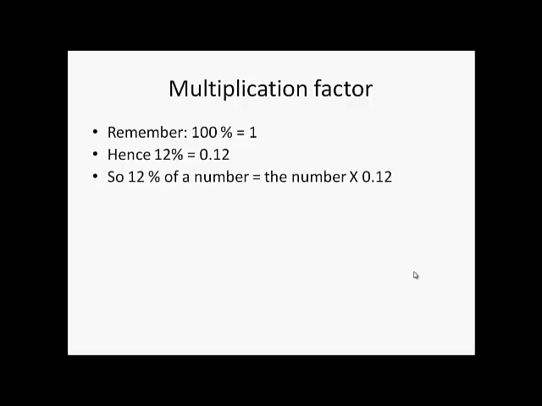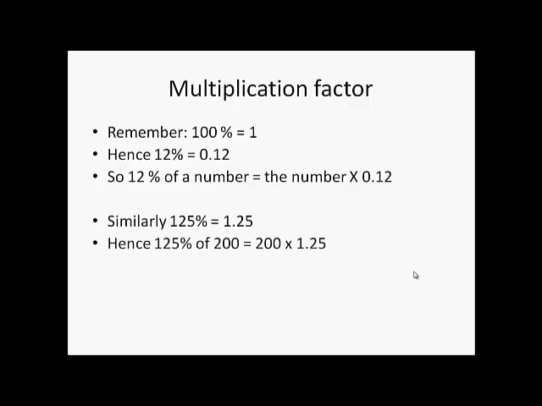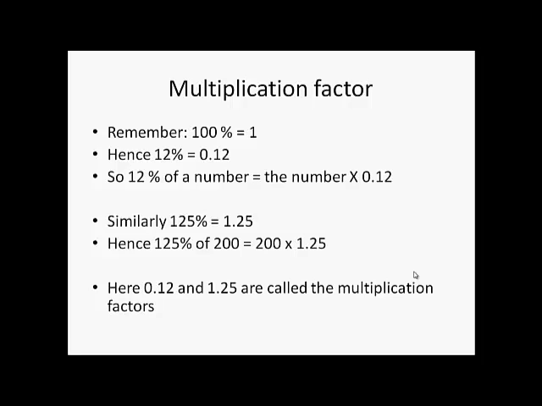Now here's an interesting concept called the multiplication factor. Remember, 100% has the decimal equivalent of 1. So 12% is 0.12. So 12% of any number is the number multiplied by 0.12. Similarly, 125% is equivalent of 1.25. So 125% of 200 is 200 multiplied by 1.25. Here both 0.12 and 1.25 are called the multiplication factors.